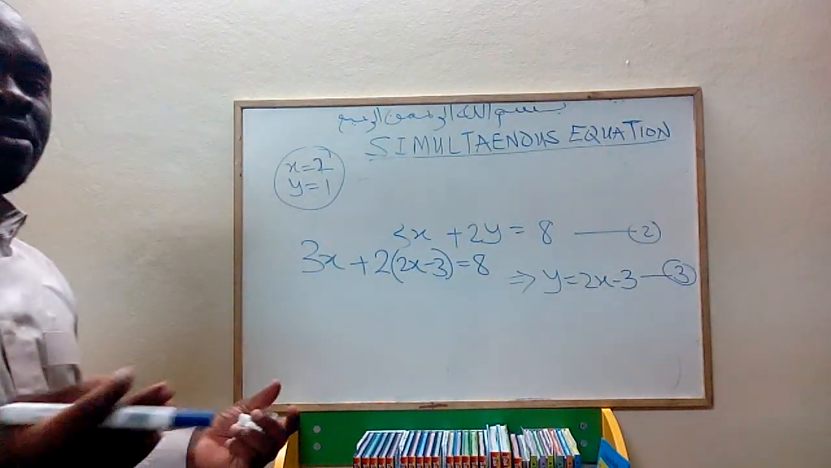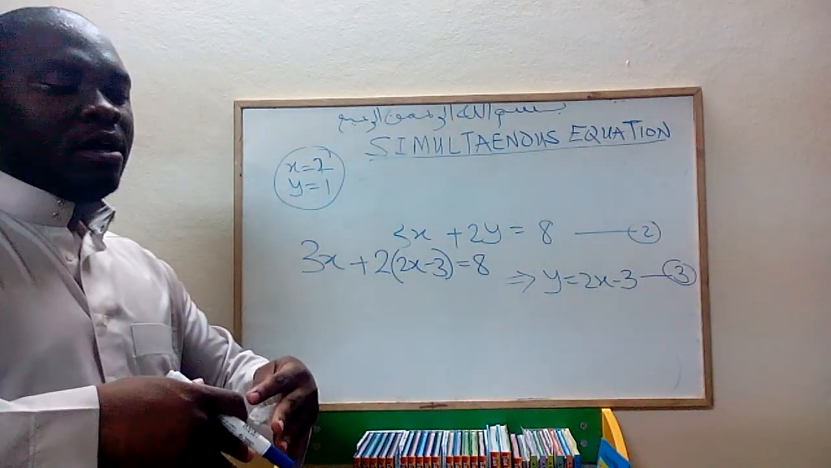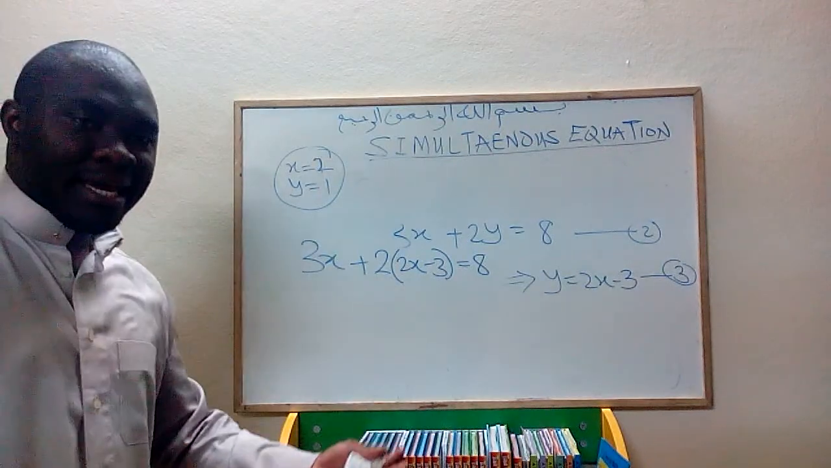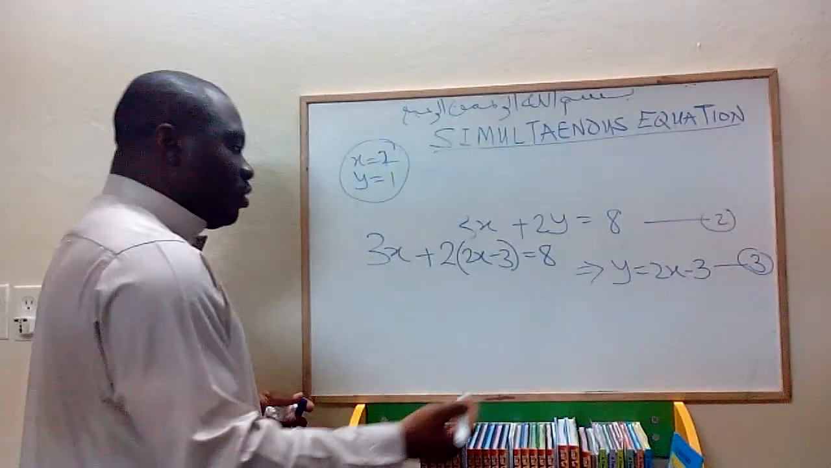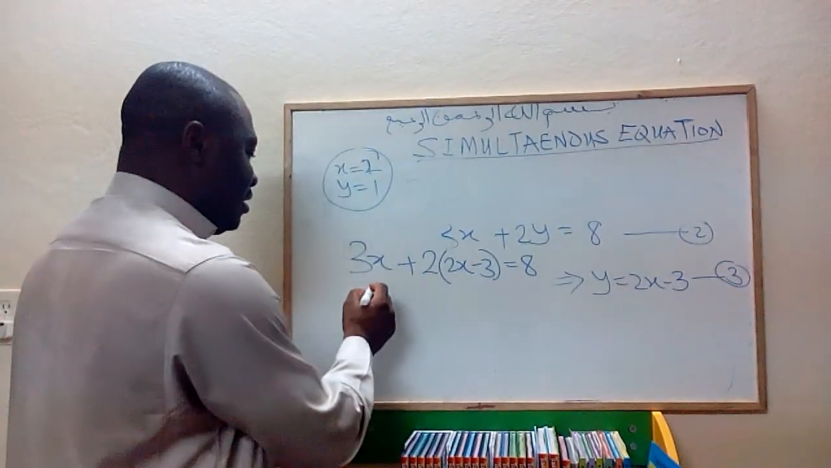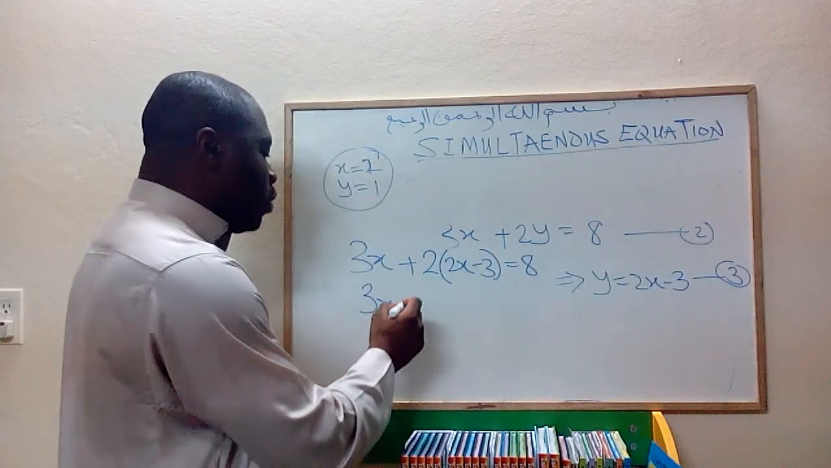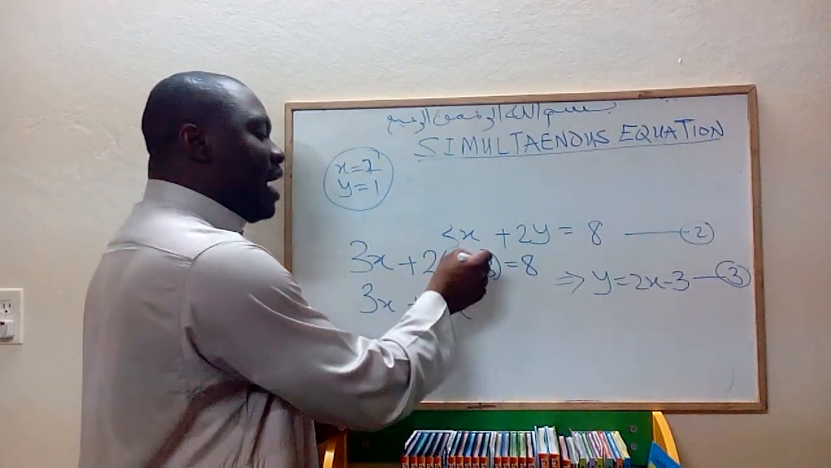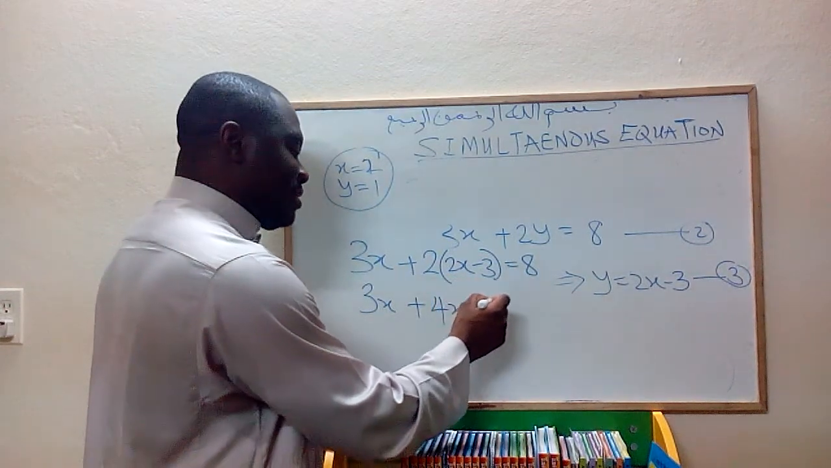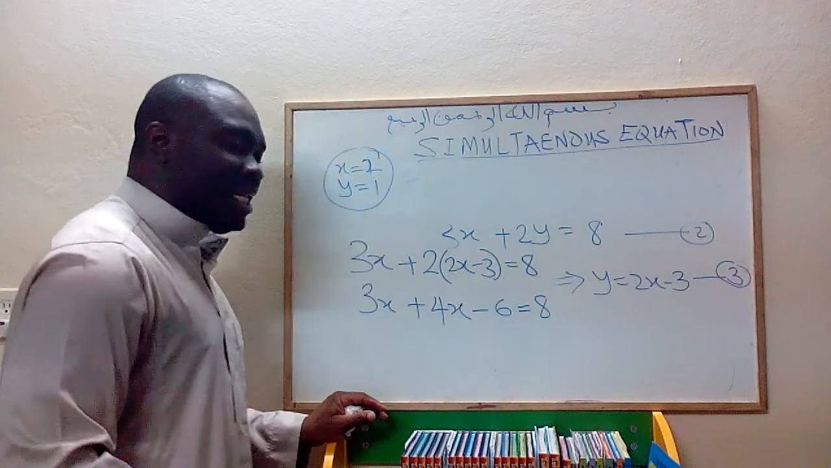Then we'll start performing basic algebraic operations: you expand the brackets, collect like terms, and so on. So what do we first of all have to do? Of course, we have to expand this bracket. So we have 3x. If you expand this bracket, what do you have? 2 times 2x, that will give us 4x. Then the same 2 also multiplied by minus 6, equals what? 8. Then let's simply collect like terms.